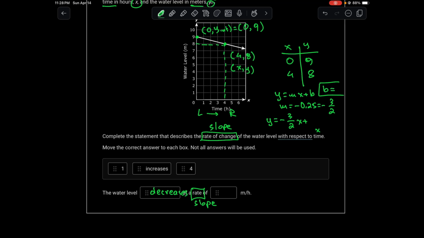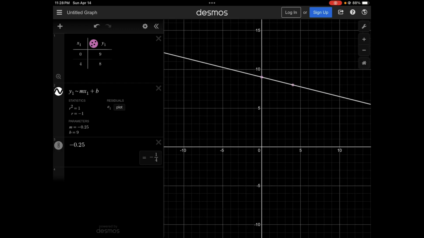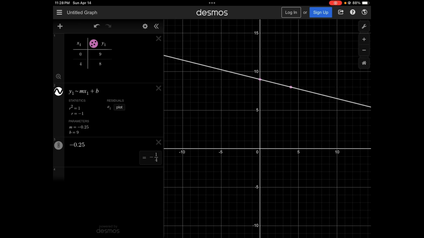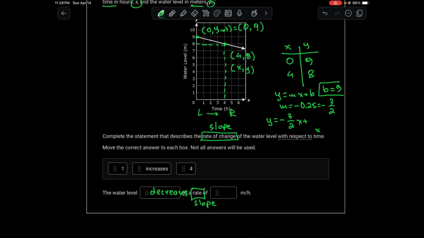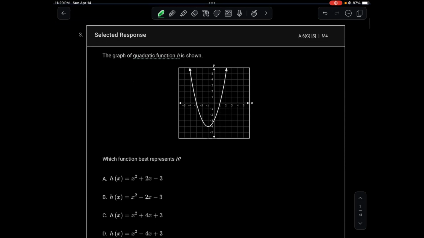b was equal to 9. Okay, let's double check that I have everything. I expected b to be equal to 9 because that's the y-intercept. So the equation would be y equals negative 3 over 2x plus 9. If they want the decimal, then it would be negative 0.25x plus 9. Okay, next one, the graph of a quadratic function.